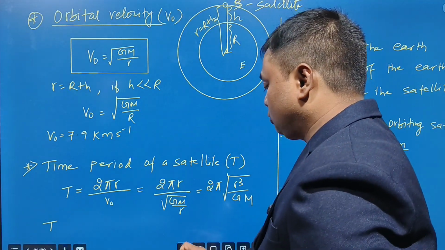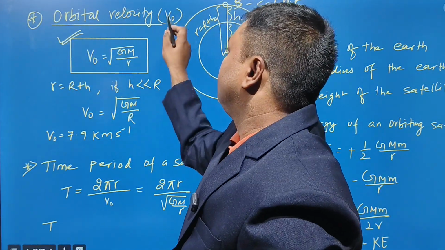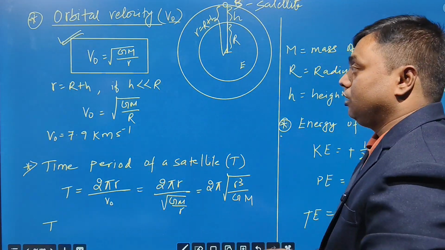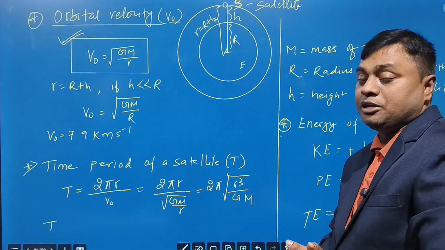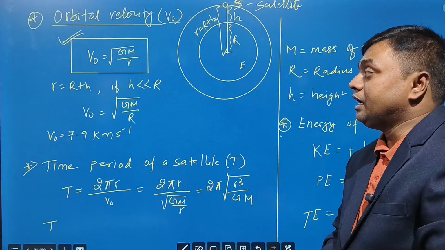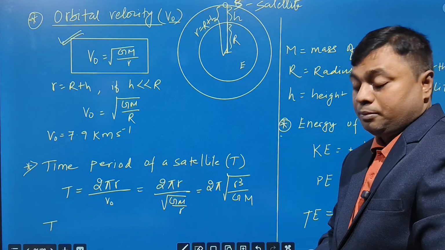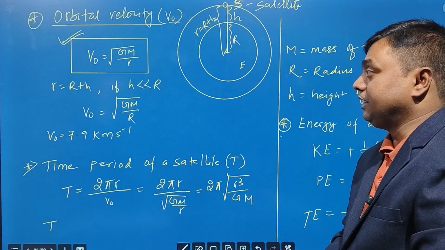So orbital velocity, you should remember v naught is equal to square root of GM by r. Where G is what? Capital G is the universal gravitational constant. M is the mass of the planet, or the mass of the Earth in this case.